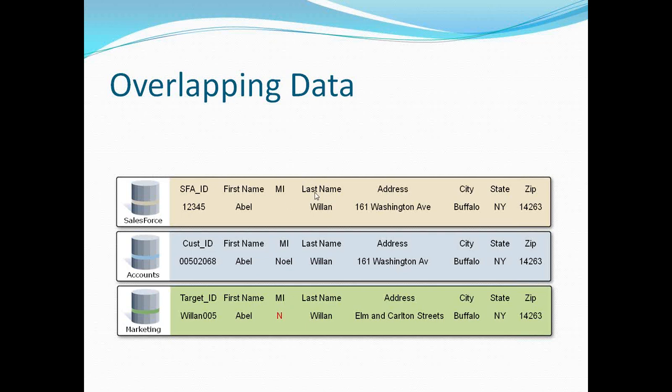Differences are there based on the first column, middle name. If you see the middle name, for marketing it is N, for accounts it is null, and for Salesforce it is a null value. And similarly, if you check the address, for marketing it's a completely different address, and for accounts and Salesforce there is a small difference. If you see, E is there in Salesforce and E is not there in accounts. So there is a small difference present here.